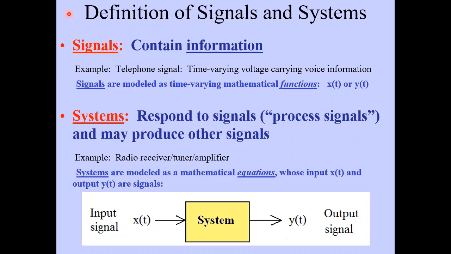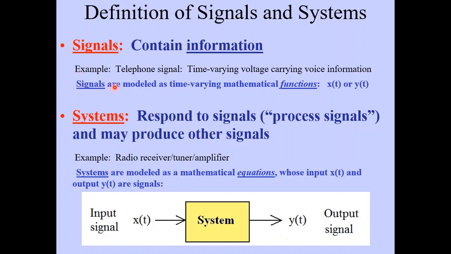So signals contain information. A simple example is if you think of an old telephone, like a landline, the voice information, when you're talking to somebody on that telephone, is basically coming through the wires as a time-varying voltage. And the old-fashioned telephones basically took that voltage and turned it back into sound. Today, things are a little more complicated, obviously, with digital cell phones and so forth. But this is the idea of a signal which just contains the information that we want to send.